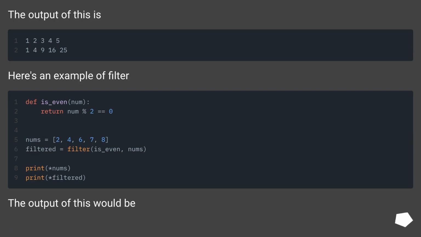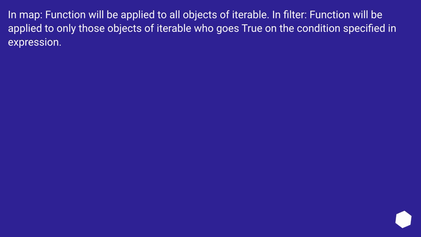Here's an example of filter. The output of this would be. In map, function will be applied to all objects of iterable. In filter, function will be applied to only those objects of iterable who goes true on the condition specified in expression.